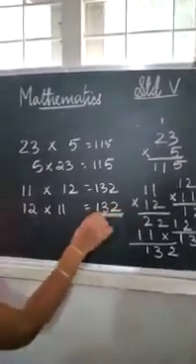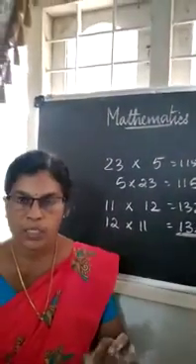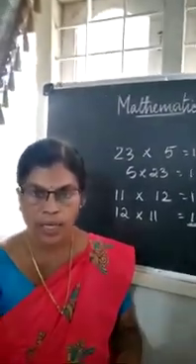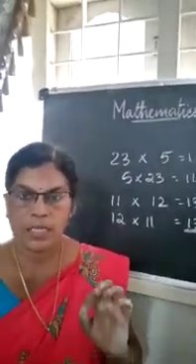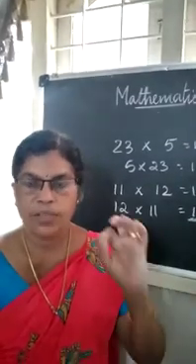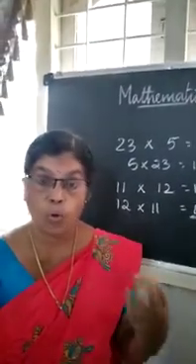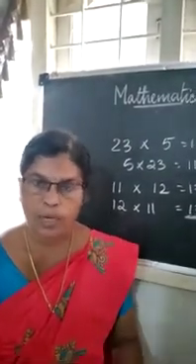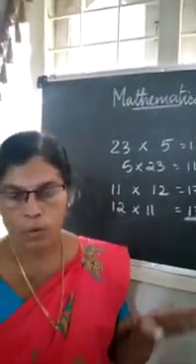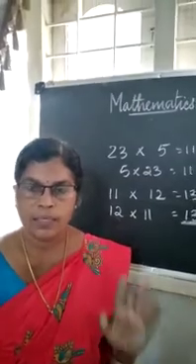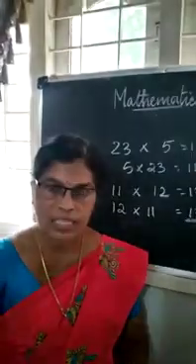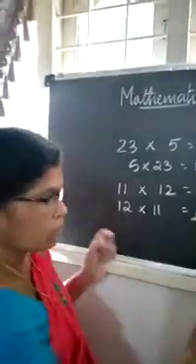So what is the property you have to remember? That two numbers can be multiplied in any order and the product remains the same. Similarly, with 3 or more numbers, when we multiply, we can change the order, but the product remains the same. Now let's see for 3 numbers.